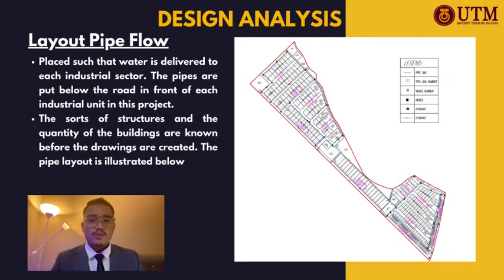Next, we move to design analysis. First thing first, we have to do the layout pipe flow. The pipes are placed such that the water is delivered to each industrial sector. The pipes are put below the road in front of each industrial unit in this project. The shape of the structure and the quantity of the buildings are known before the drawings are created. Here is the layout plan for pipe flow that I managed to design.